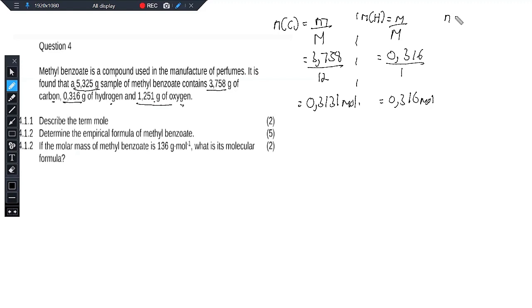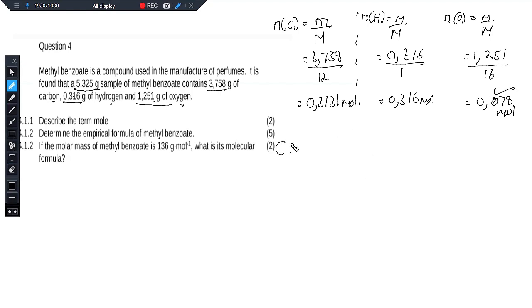Then lastly, we have the number of moles of the oxygen. So mass over the molar mass. Our mass is 1.251. Then divide that by 16. So this will give us 0.078 mole, right? Now that we have the number of moles of each element, the second step is to divide by the smallest number of moles. So we know that the smallest number of moles is that one there.